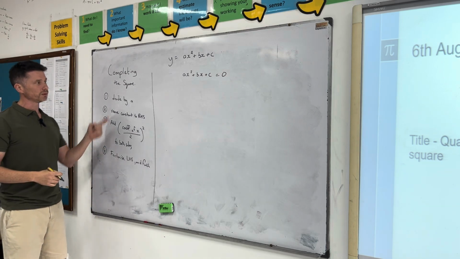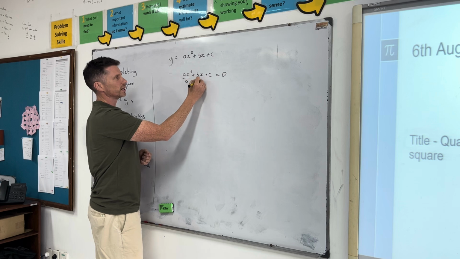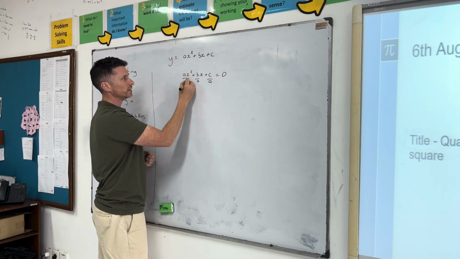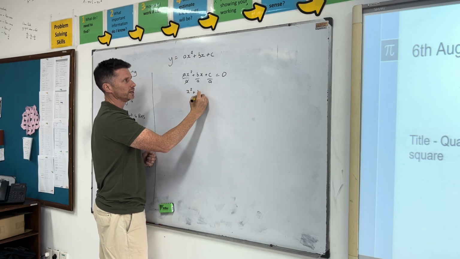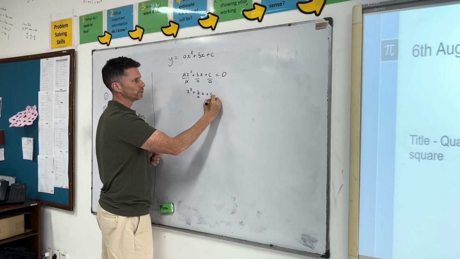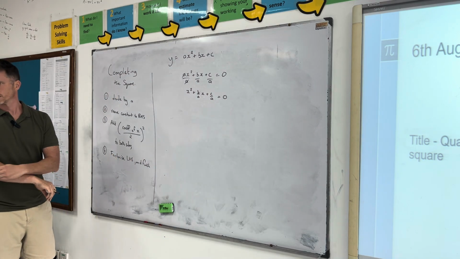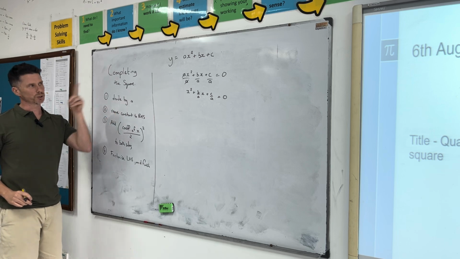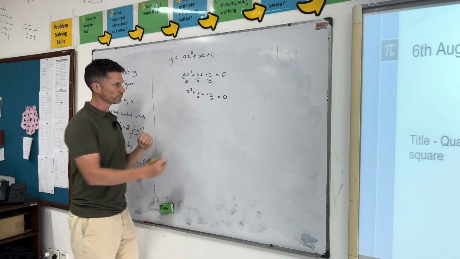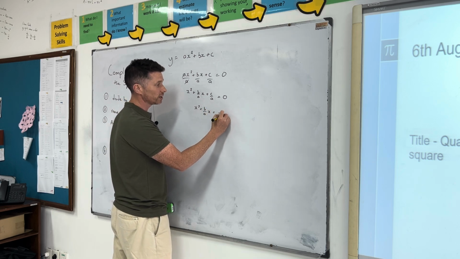Now this is where it gets a bit tricky. We divide by a. If I divide everything by a, this cancels, but these two are not very nice. I have b over a x, plus c over a equals 0. You don't need to take this down, you can just watch. Move the constant to the right-hand side. Which one of those is the constant? c over a. So we've got x squared plus b over a x is equal to negative c over a.